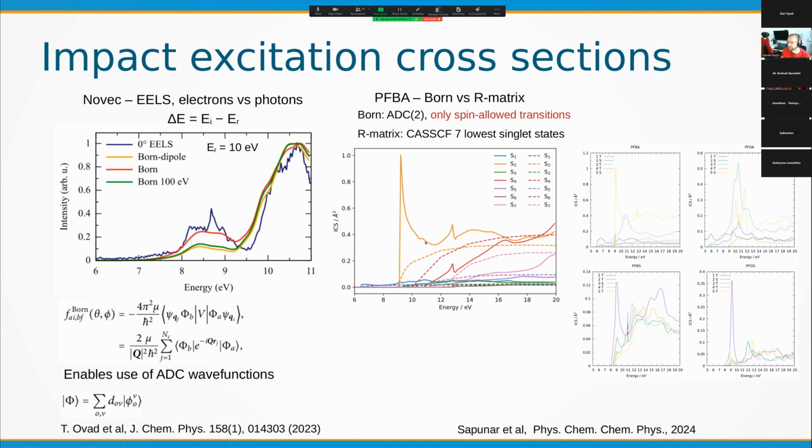The solid curve is the R matrix result, and the dashed is the Born result. So you can see that they are in rough agreement with each other. Of course, it cannot be expected to be perfect, but we see that the Born results are at least giving us some decent order of magnitude estimate at a much lower computational cost. And on the right, we see a set of a few cross sections for each of the four molecules calculated with the full R matrix method.